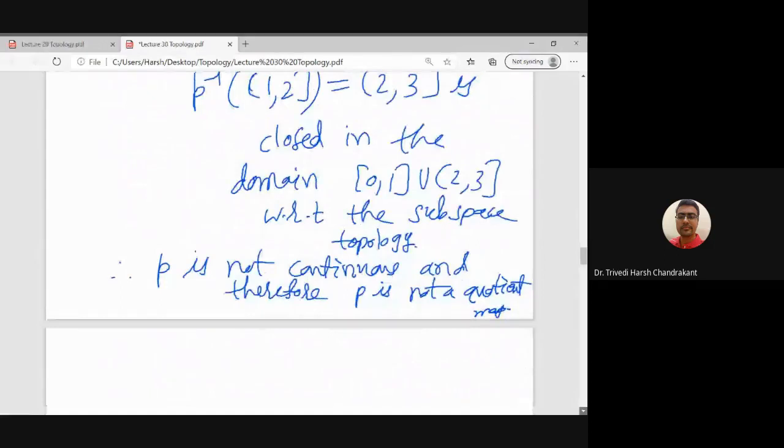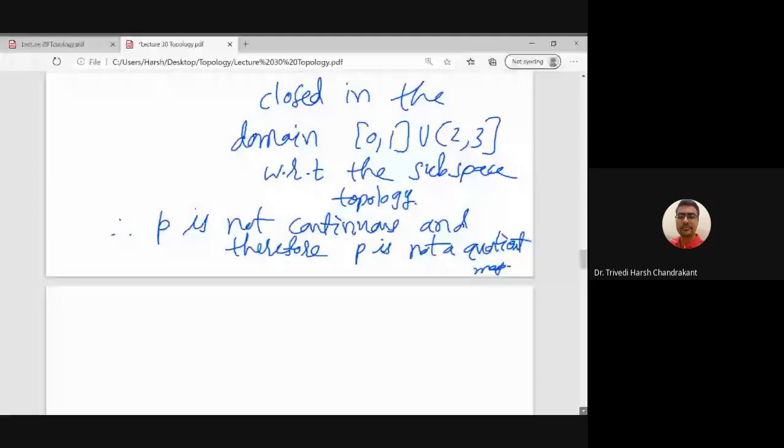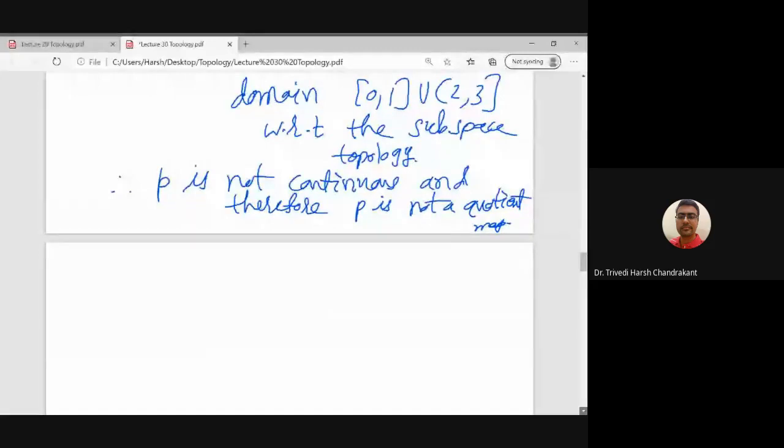Okay. So this is just a simple example which I wanted to discuss. Now there are two simple properties we can discuss about closed sets and open sets, closed maps and open maps.